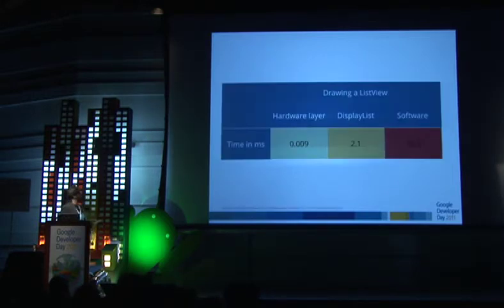So when we're drawing a list view that gets drawn into a hardware layer, and we have to, let's say, do an animation on it, we're going to move it around. Okay, it's not changing the value of the list. We're simply transforming the list in some way. You can see it takes almost no time in the hardware layer. It's still pretty fast with the display list, and it's pretty slow in software.